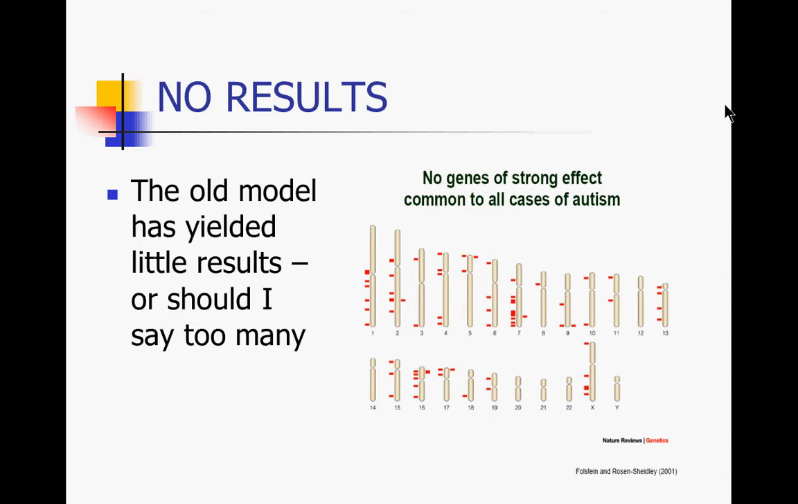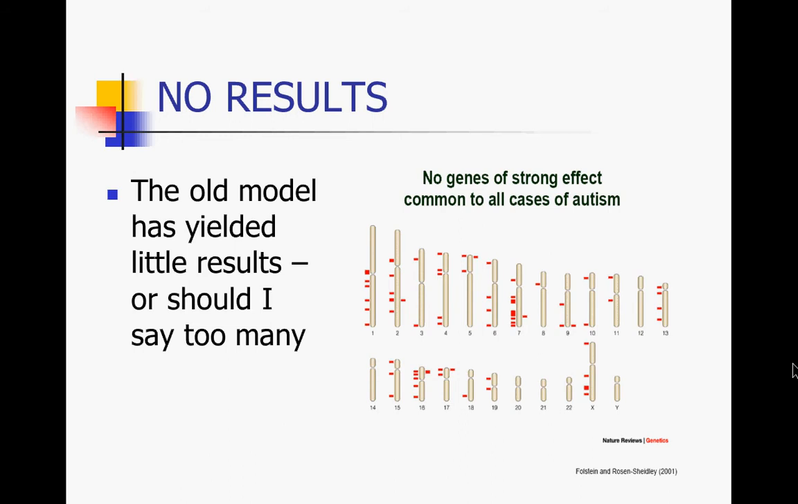However, the old model has yielded very little results, and actually really what I should say is too many results. And here, right here, are the chromosomes 1 through 22, and then including the sex chromosomes X and Y. And these little red dots are genes that have been implicated in autism, where a study has come out saying, hey, we found the genes in autism. We know what causes it.